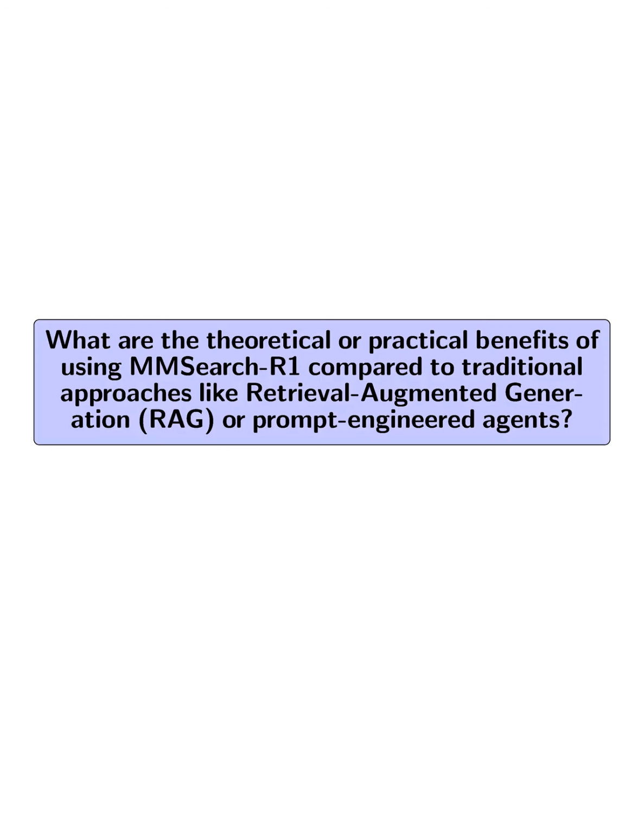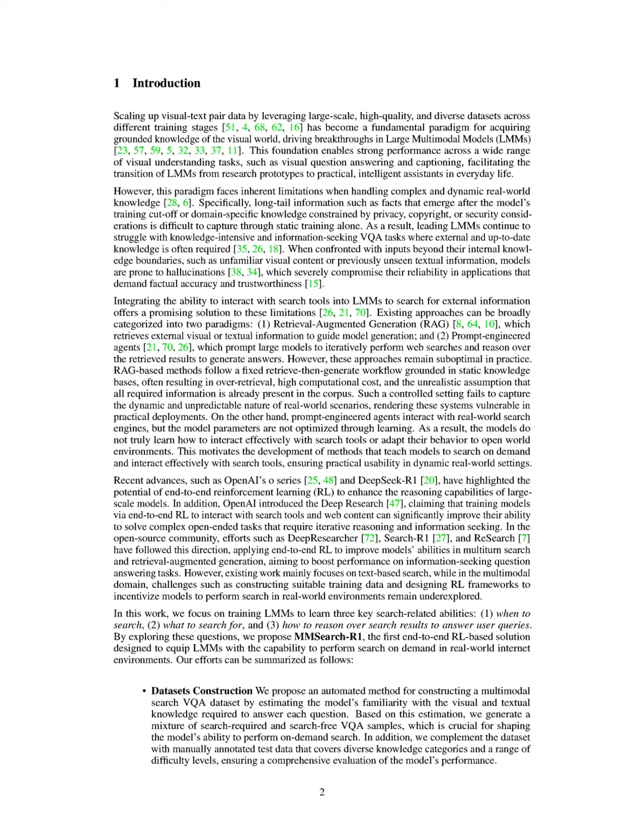What are the theoretical or practical benefits of using MMSearch-R1 compared to traditional approaches like retrieval augmented generation, RAG, or prompt-engineered agents? Theoretical and practical benefits of using MMSearch-R1 over traditional approaches like retrieval augmented generation, RAG, and prompt-engineered agents include enhanced efficiency and adaptability in search behavior.